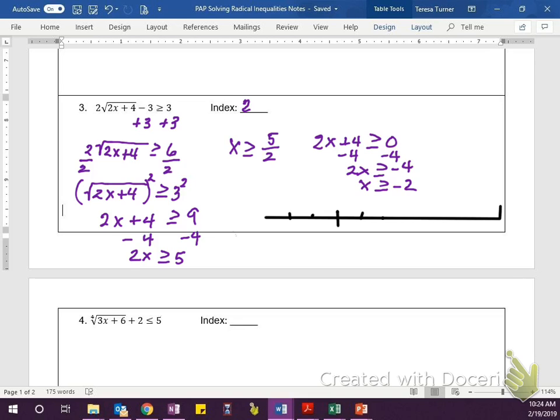Okay, I don't know why it won't draw a line there. So at negative 2, it's greater than or equal to, so greater than or equal to is going to be solid. And then at 5/2, which is 2.5, which is here.